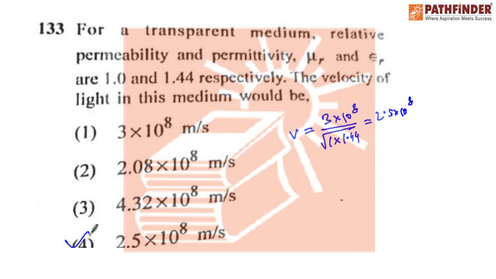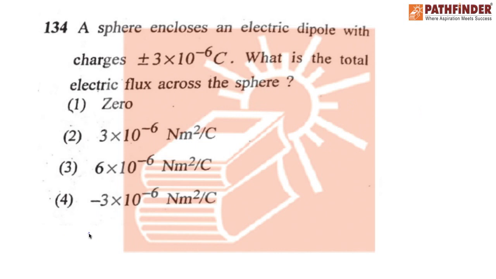This option is correct. A sphere encloses an electric dipole. Charge is given. What is the total electric flux across the sphere? Okay, so it's quite easy question. The net charge is 0, of course. It contains an electric dipole, plus q minus q. Doesn't matter what is the amount of charge. So as the net charge enclosed is 0, the total flux across the sphere will be 0, of course. So option number 1 is the correct.